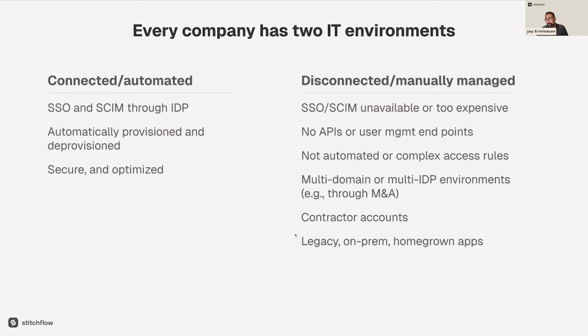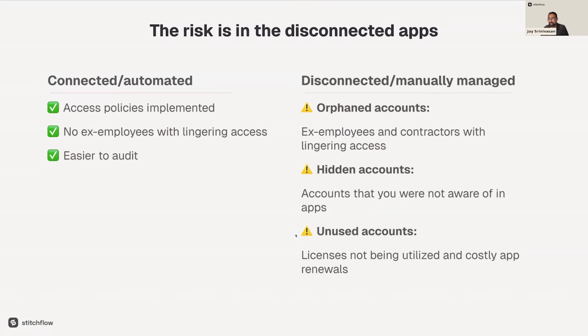Now, the main point that I want to make is the risk to your IT organization is from the disconnected apps. Because when something is connected, when something is automated, you have access policies that are implemented in an automated fashion. There tend to almost never be ex-employees that still have access to the tool, because once you remove them from your identity provider or suspend them in your identity provider, they are automatically removed from all the connected tools. And these tools tend to be way easier to audit as well during audit season or during renewals. So that's the good news, right? The connected stuff is optimized. You don't have to spend too much time thinking about it.